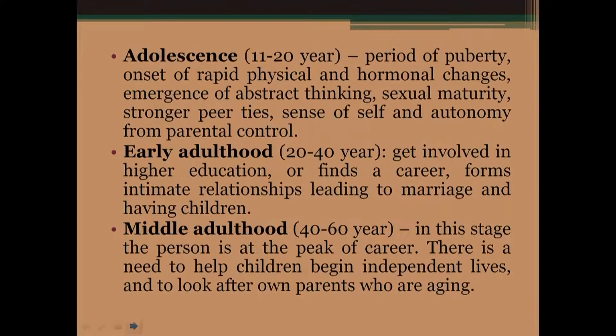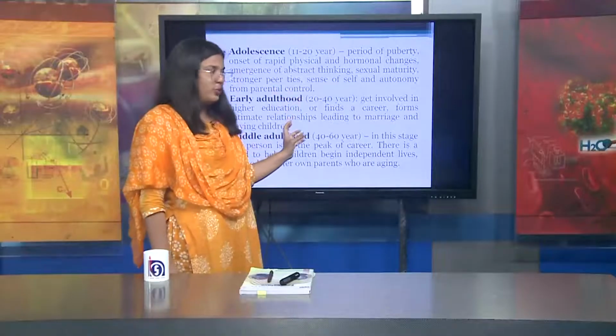Okay, so next is adolescence, which is 11 to 20 years. It is the period of puberty, onset of rapid physical and hormonal changes, emergence of abstract thinking, sexual maturity, stronger peer ties, sense of self and autonomy from parental control. So these are the features of the adolescence age group.